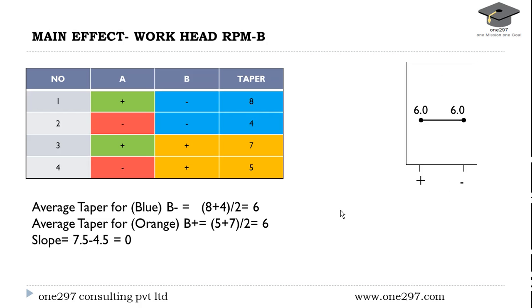Now we will consider the main effect of only workhead RPM. Similarly, workhead RPM is 2 times positive and 2 times negative. We will take the average of B minus and B positive. That comes out to be 6, and for the positive it is also 6. So the slope is 0. When we change the RPM from low to high or high to low, the difference is the same. So there is no change in taper.